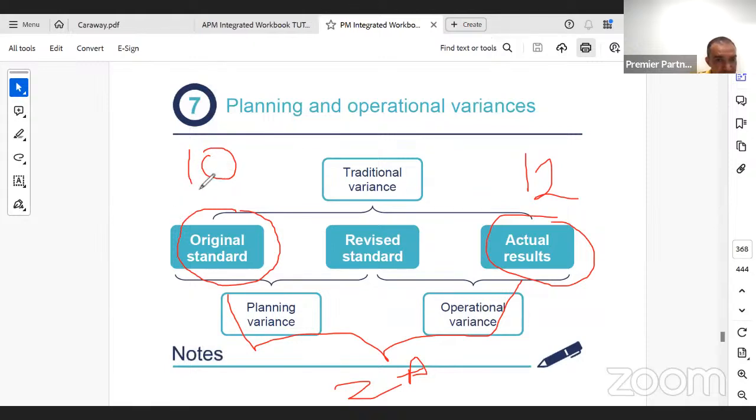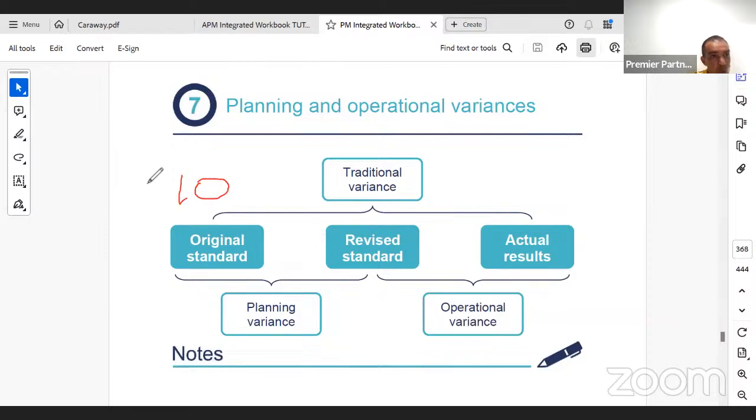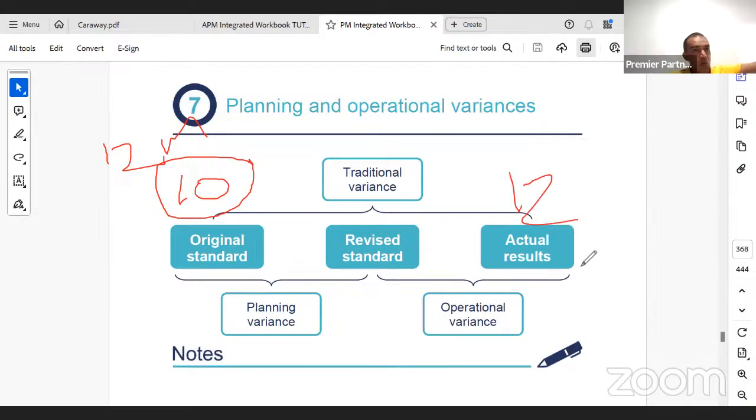But now later we found out the standard of 10 we set was set 12 months ago. Let's say now we are in December. We set the standard last year, January. So by now 12 months have gone. And now we are comparing 10, which was set 12 months before, with the performance now, 12. Now that is an imbalance, no? It's not fair, isn't it? 12 months before, market conditions were different, whereas what is happening now is very different. And this is what planning and operating variance tries to analyze.